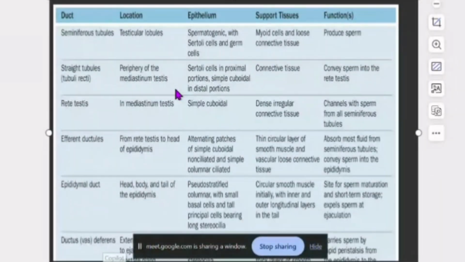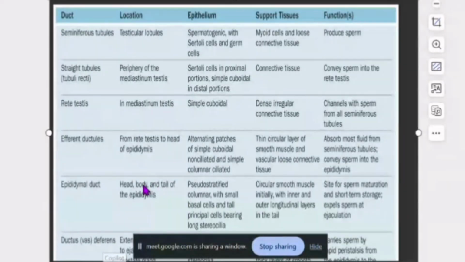If you move to your rete testis, it's a continuation, so it's going to be lined by cuboidal epithelia. I want you to see that it's a sequence. We move from spermatogenic epithelia to cuboidal, and then as we move to the efferent ductules, you start having cuboidal and columnar, and then as you move outside into the ejaculatory duct and your vas deferens, you now have pseudostratified epithelia.